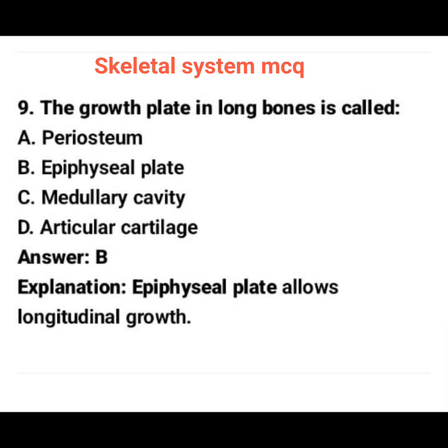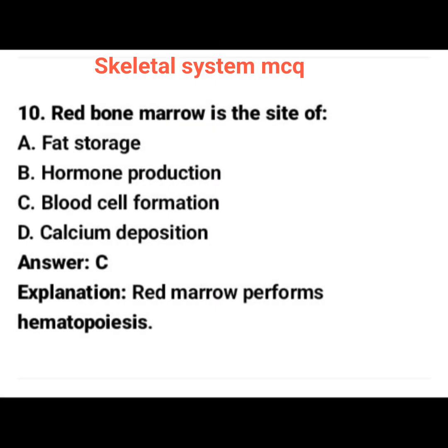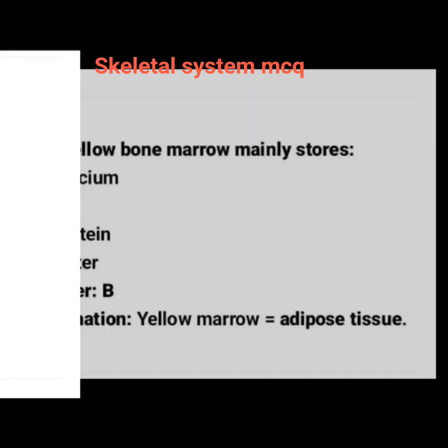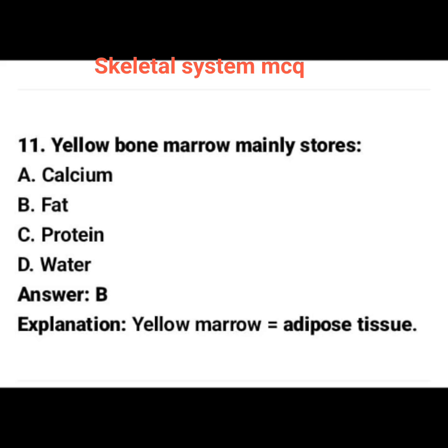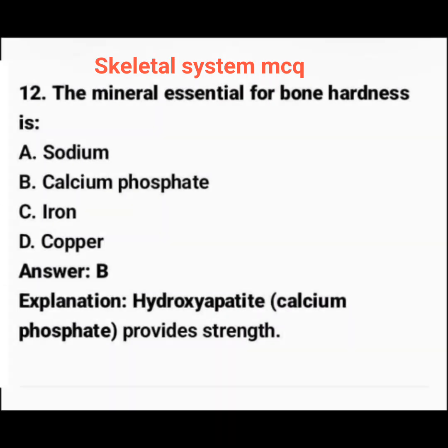The growth plate in long bones is called epiphyseal plate. Epiphyseal plate allows longitudinal growth. Red bone marrow is the site of blood cell formation. Red marrow performs hematopoiesis. Yellow bone marrow mainly stores fat. Yellow marrow stores fat called adipose tissue.